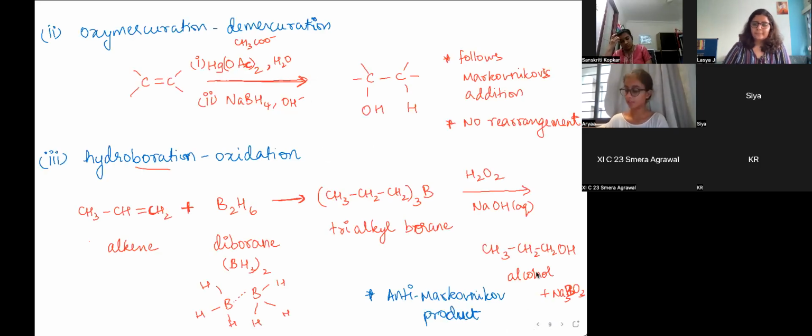Could you show the previous one? That is the reason I've put this particular bond in dotted lines. So it dimerizes. BH3 ideally would be filled, but because it's electron deficient, it dimerizes.